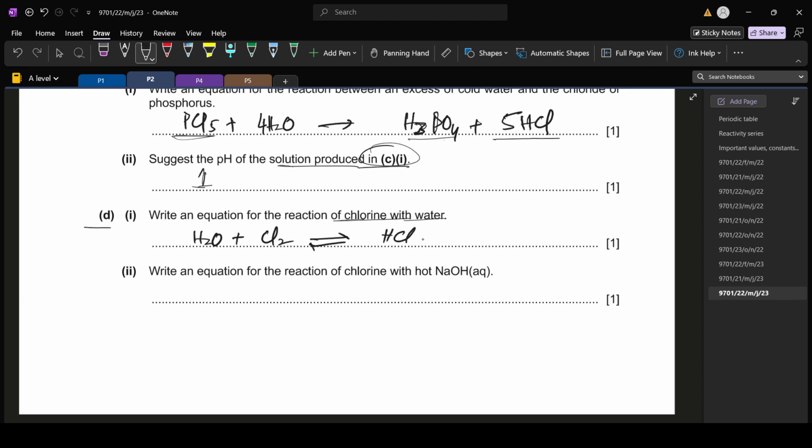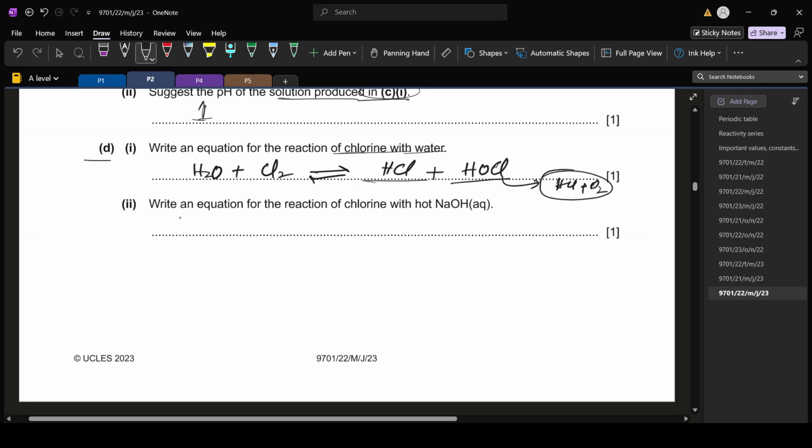and HOCl, these both are formed. Okay, and when it is exposed to UV light, it forms HCl plus oxygen. But you will write this equation: when water and chlorine react, it will form HCl and HOCl.